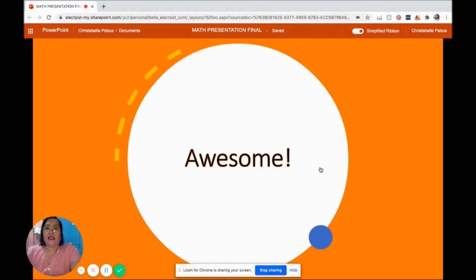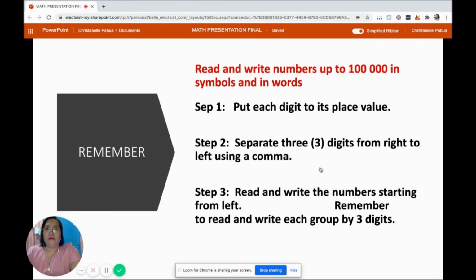Got it? It's awesome. Now remember, read and write numbers up to 100,000s in symbols and in words. Step 1. Put each digit to its place value. Step 2. Separate 3 digits from right to left using a comma. Step 3. Read and write the numbers starting from left. Always remember to read and write its group by 3 digits.